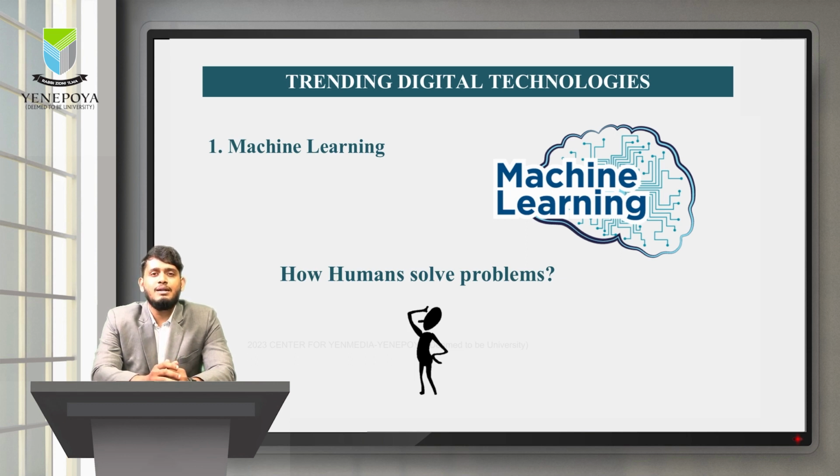Now let us learn the most major trending digital technologies. The first major trending digital technology is machine learning. Before getting into this topic, let us understand how humans solve problems. Of course, problems are part of human life. There is no individual in this world without any problem.